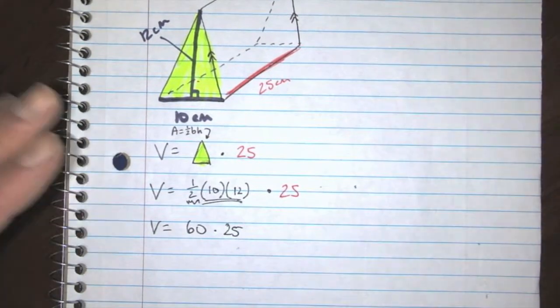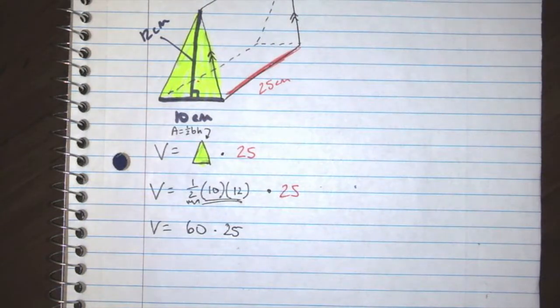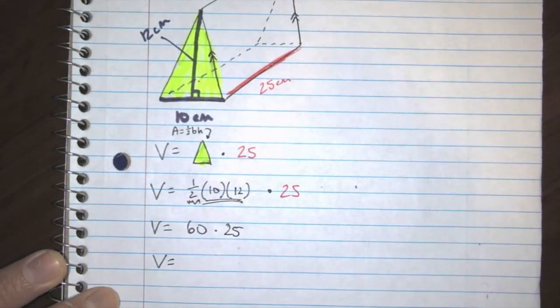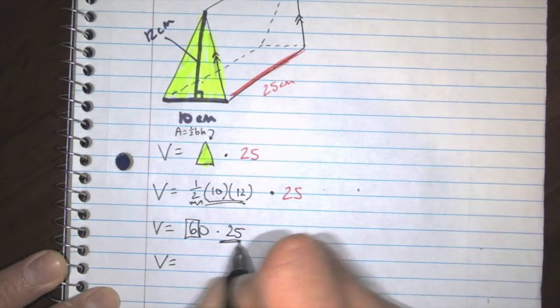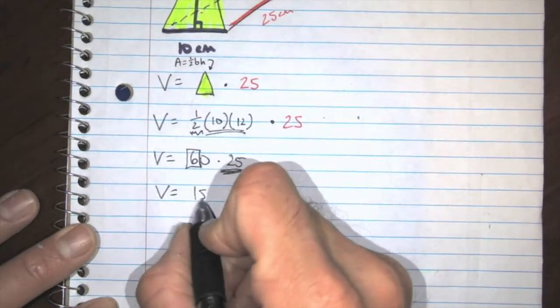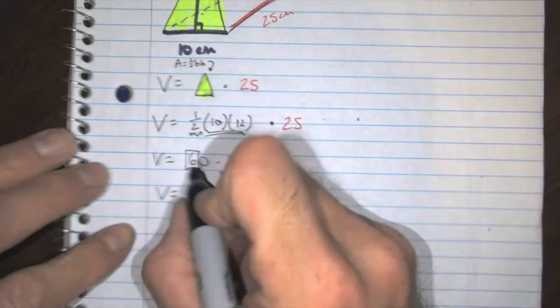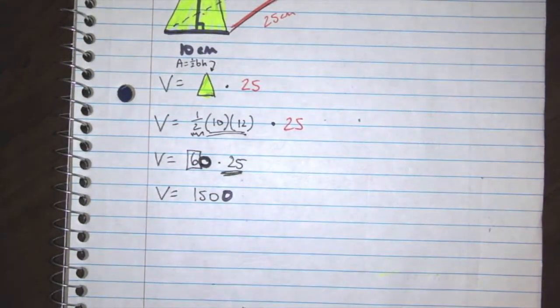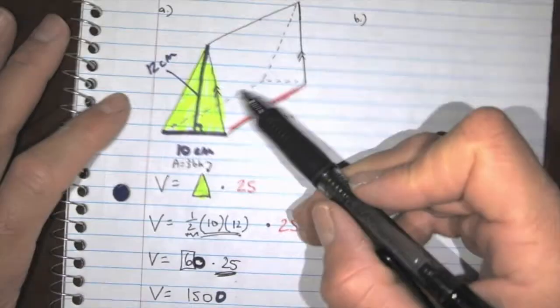60 times 25. Should we do mental math? Here, let's do this. 6 times 25. If I have 6 quarters, that's $1.50. And then tack on that extra 0 right there. Your volume of this entire prism right here.